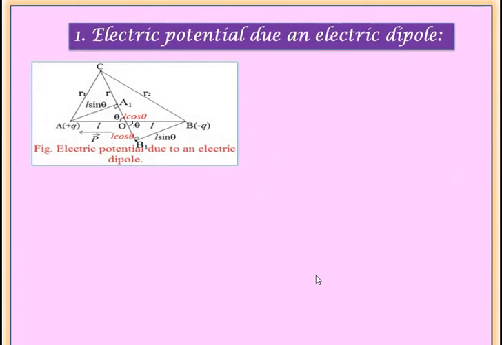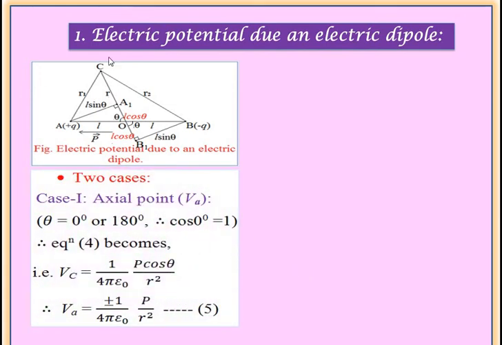Consider the two cases. First, point C lies along the axis of a dipole. At that time, theta is equal to 0 or 180 degrees, and we know that the value of cos 0 is equal to 1. Putting this value in equation 4, Vc is equal to 1 upon 4 pi epsilon 0 into P cos theta divided by r square. The value of theta is 0 degrees and cos 0 is equal to 1.